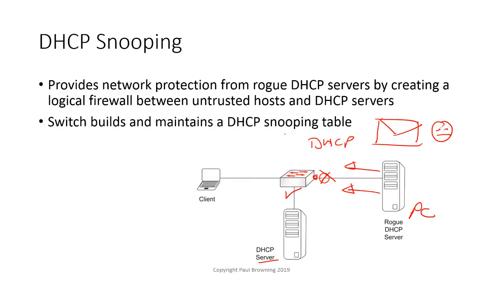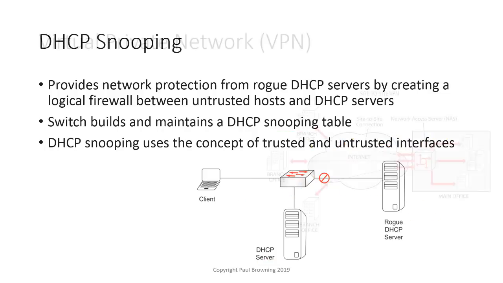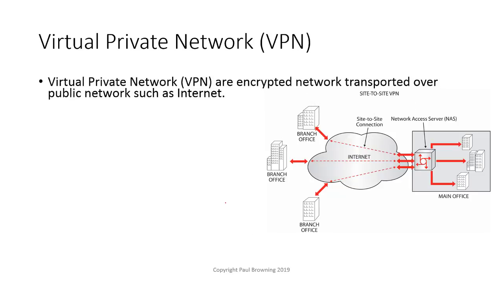The DHCP snooping table is built on the device. I mentioned the interfaces. They're actually referred to as trusted and untrusted. VPNs again is another new topic. They've kind of asked you what it is, but maybe a bit more detail now.